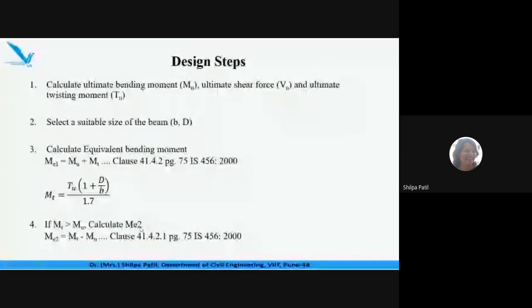It means whatever moment is developed because of the twisting moment, the Mt value, if that is greater than the Mu, it means the effect of torsion is more or large as compared to the bending moment. And then in that case, we need to provide some additional reinforcement to resist this particular moment. So that additional moment is calculated by this formula: Me2 is equal to Mt minus Mu.